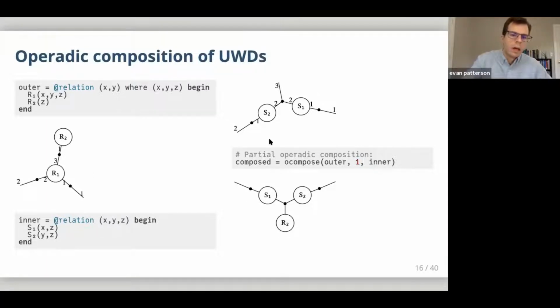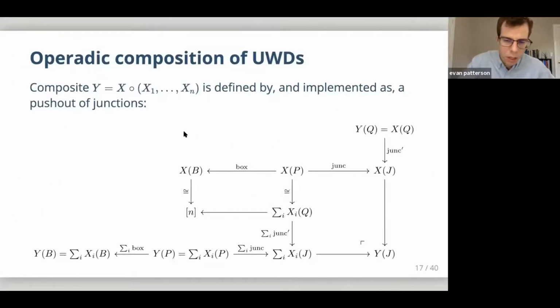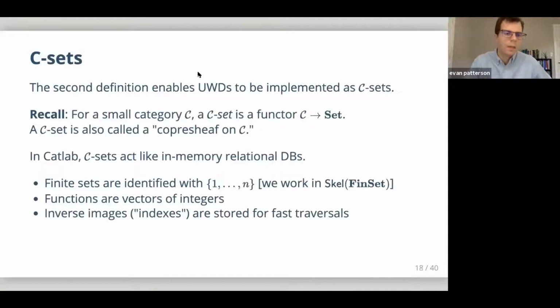Okay, there's a lot on this slide, but that's the picture. One way you can formalize this is as a pushout. Basically you set up a certain diagram, and then you take a pushout of the set of junctions. I mention this because this is actually how it's implemented in CatLab, using general machinery that we have for computing with finite sets and functions.